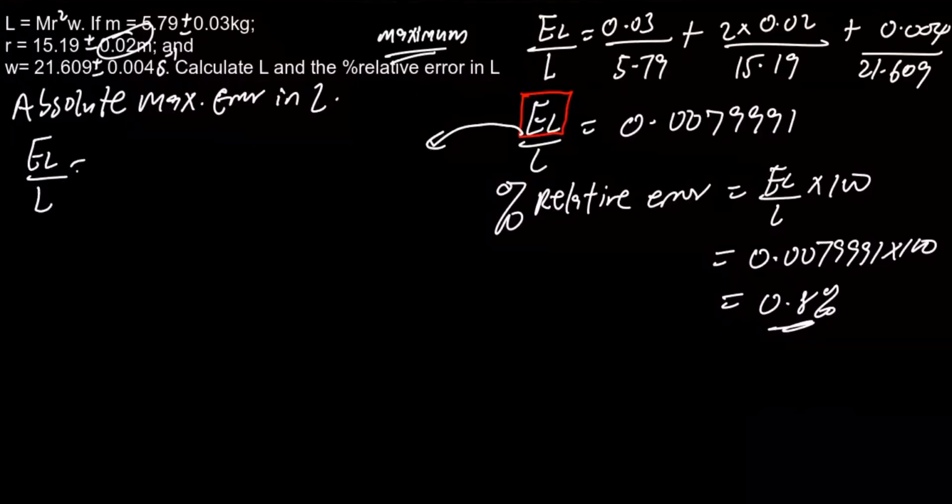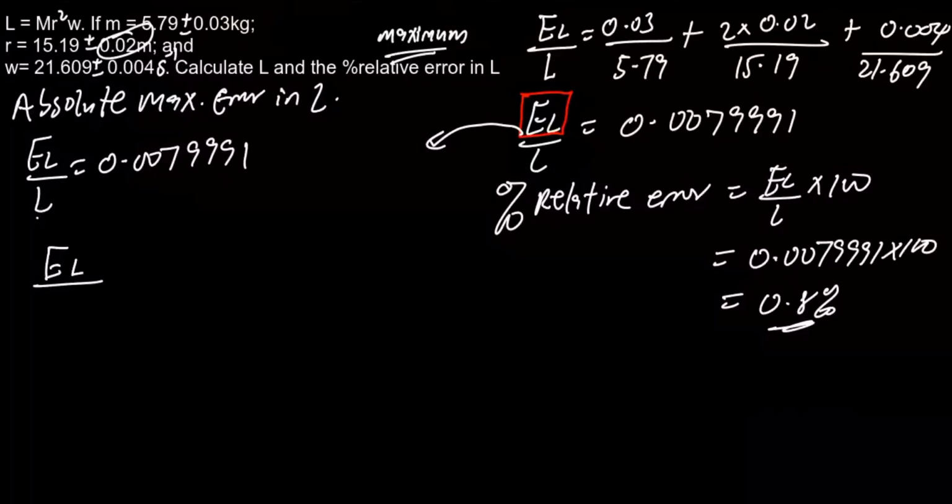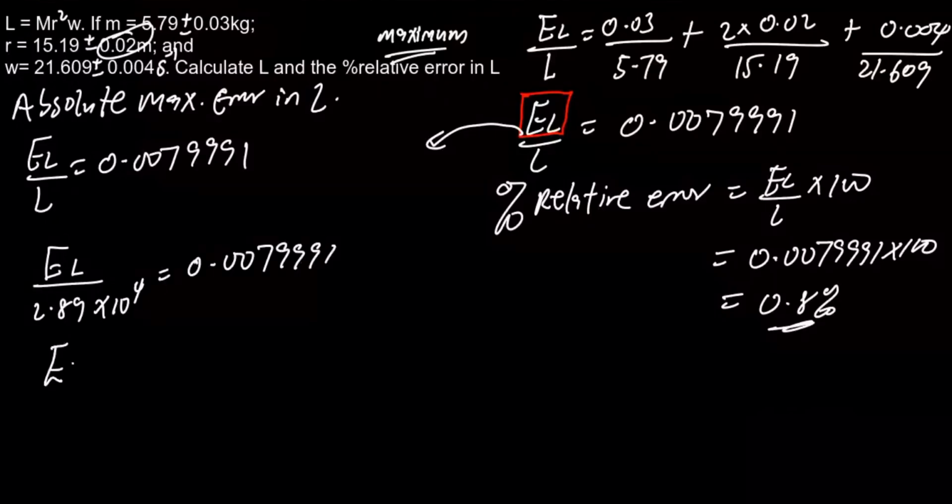EL over L equals 0.007991. Now, I don't know my EL. What is my L? I've calculated L before. I've erased it actually. What did I get? 2.89 times 10 raised to power 4 equals 0.007991. So if I cross multiply, my EL will be equal to 231.19, and that's it.